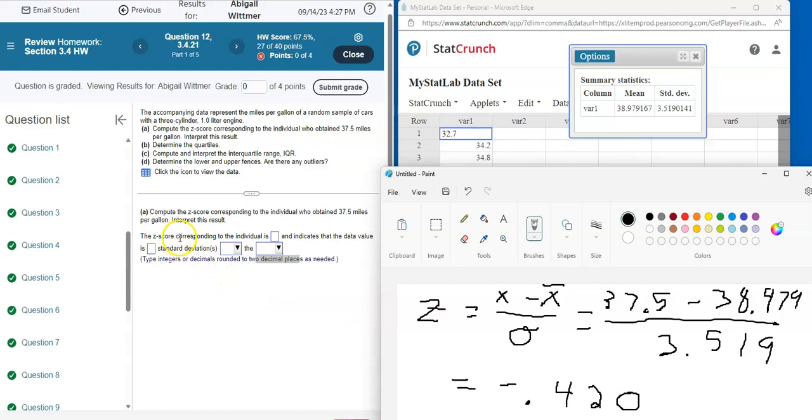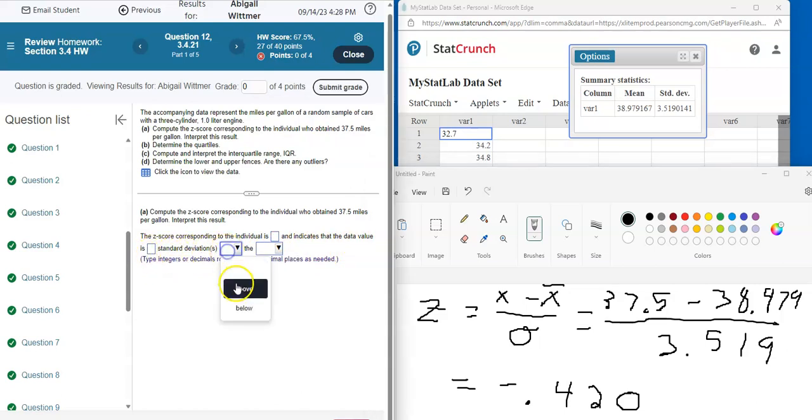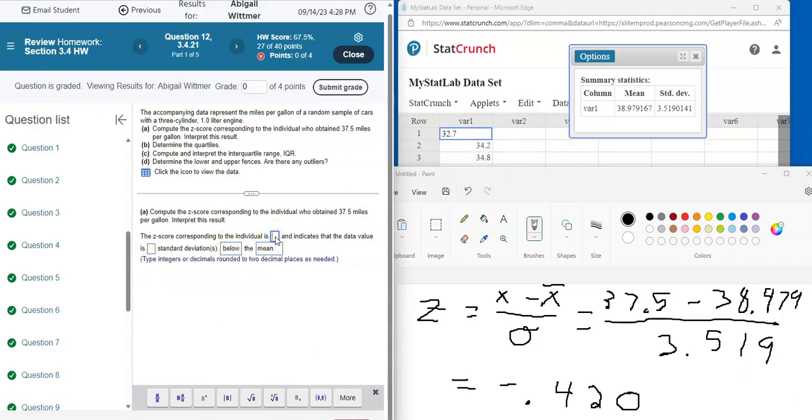Okay, so we come up here. The z-score corresponding to the individual is minus 0.42. It indicates the data value is 0.42 standard deviations below the mean. Since it's negative, it says the value, if you look at the value, 37.5, is less than the mean, which was 38.979. Okay, so that's part A.